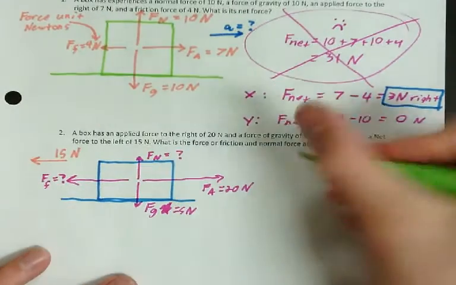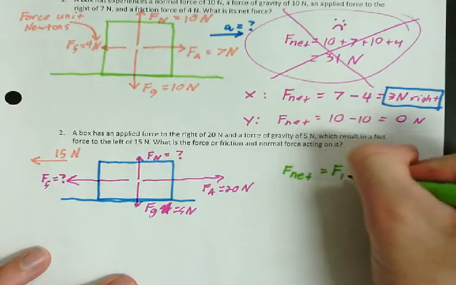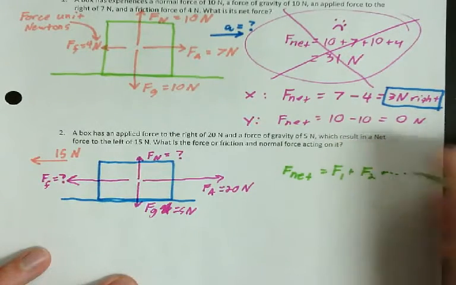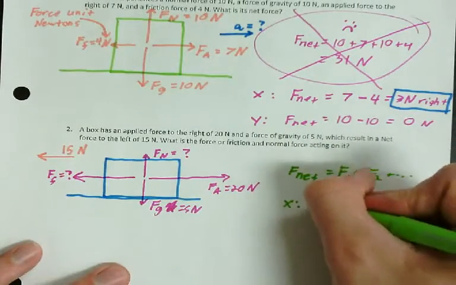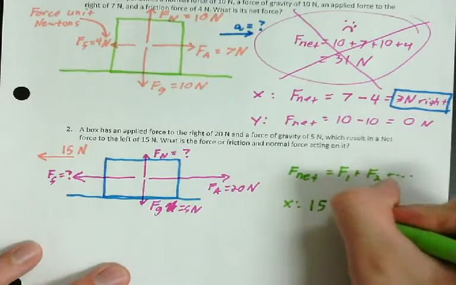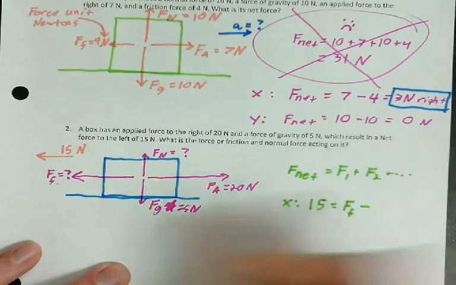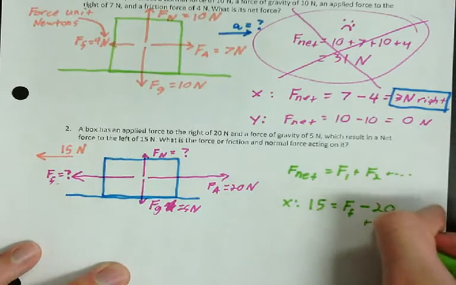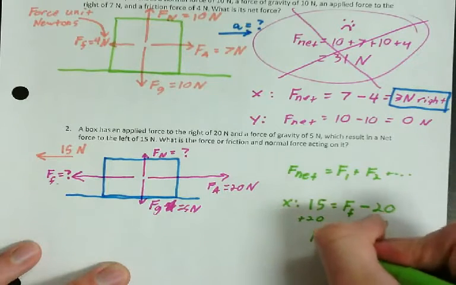So F net equals all your forces added up. Positive things in the right direction, add. Things in the opposite direction, you subtract. Okay? In the x direction first. 15 is my net force. I'm going to make that my positive direction. That's the direction of the net force. Okay? So that's going to equal friction, which is in the same direction, minus the applied, which is in the opposite. Add 20 to both sides. Friction is 35.